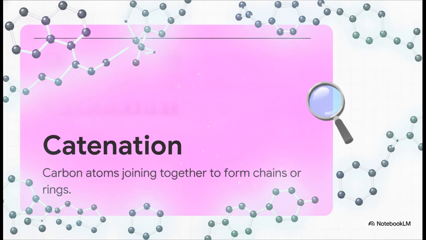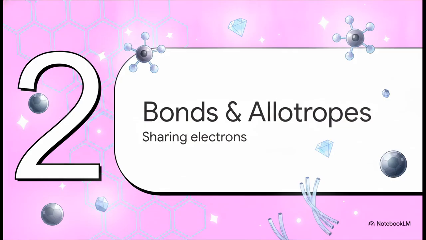But here's the thing, carbon doesn't just hold hands with other elements, it absolutely loves to hold hands with itself. We call this property catenation. Carbon atoms join with each other to form straight chains, branched chains, or even these complex ring structures. Because of catenation, carbon builds endless variations. It can scale up from simple little molecules like ethane to massive looping structures like cyclohexane. It's basically molecular Lego.